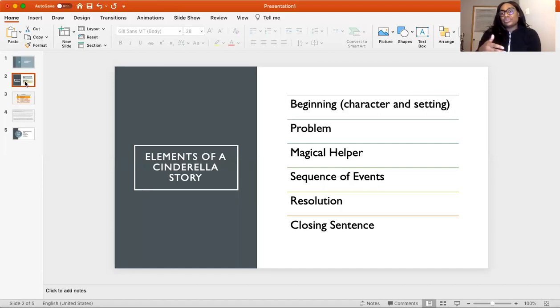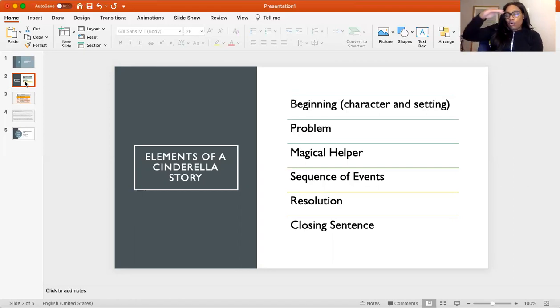While writing a Cinderella story, you also need to have some type of problem. What problem does your main character have in the story? After you include your problem, you need to come up with a really cool magical helper that helps the main character solve their problem.